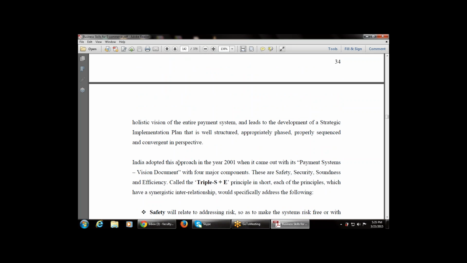India adopted this approach in the year 2001, when it came out with its payment system vision document with four major components. So this is the year in which this approach was adopted. That approach is known as the payment system vision document, with all four major components: safety, security, soundness and efficiency. These are the four criteria that must be used with the four major components.